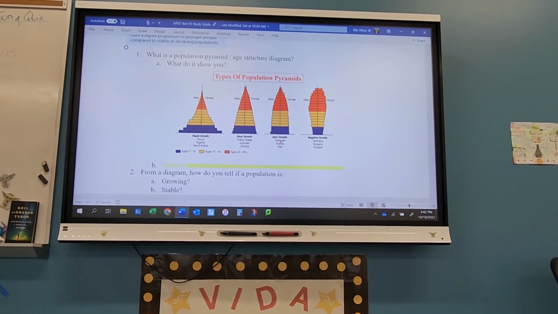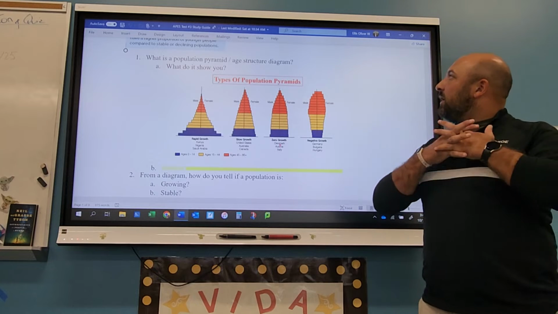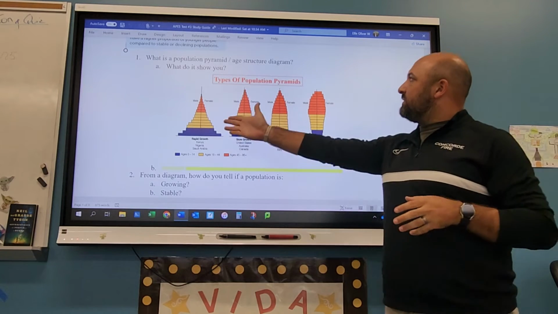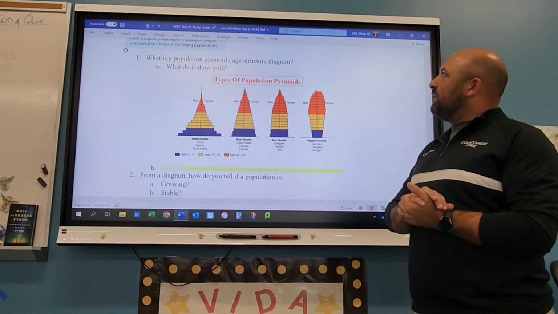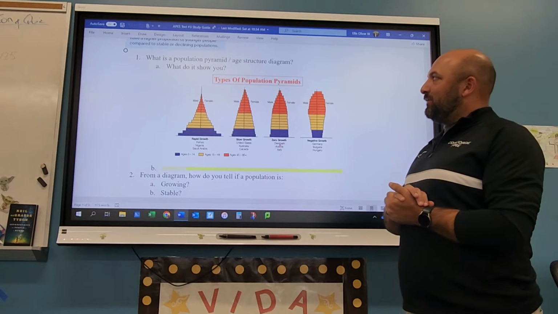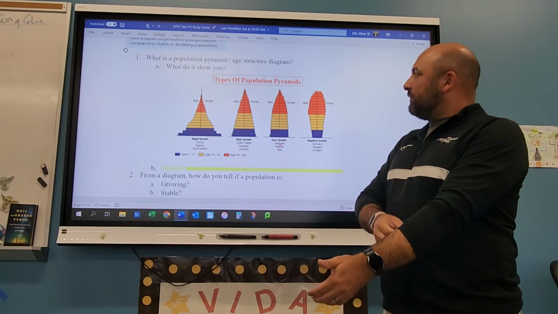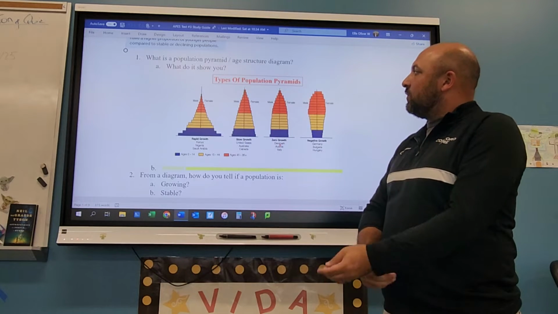Okay, let's go through the study guide real fast. Okay, so what is the population pyramid / age structure diagram? You can see them below. And what does it show you? Okay, anyways, what does it show you? It shows you different populations in different countries and their projected growth.